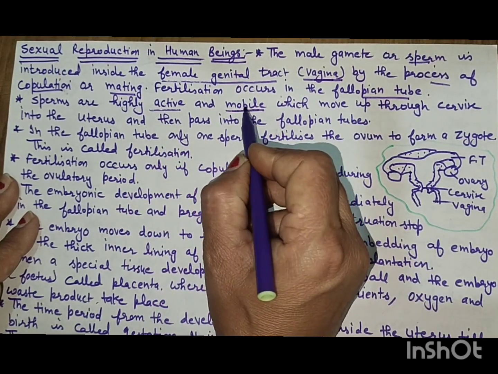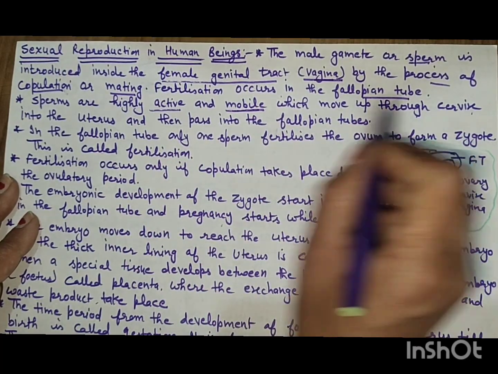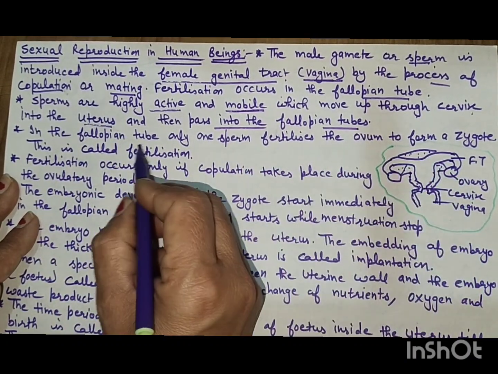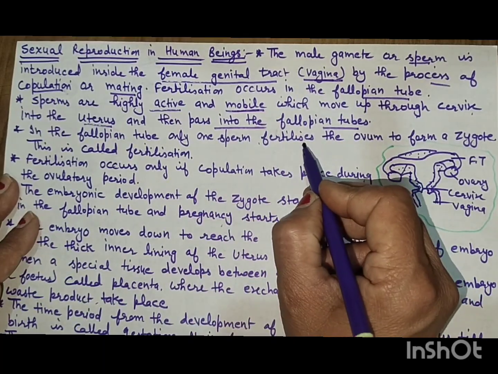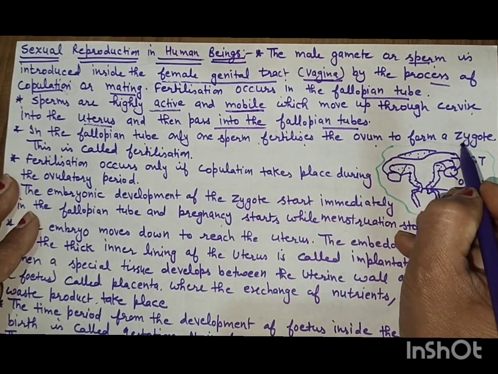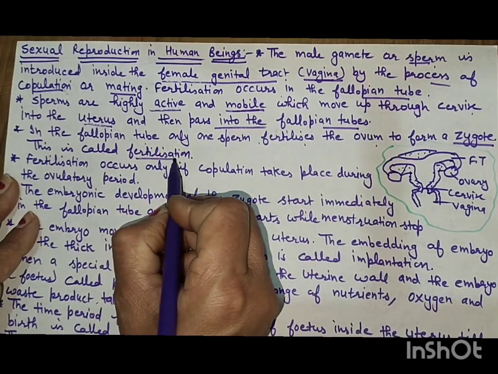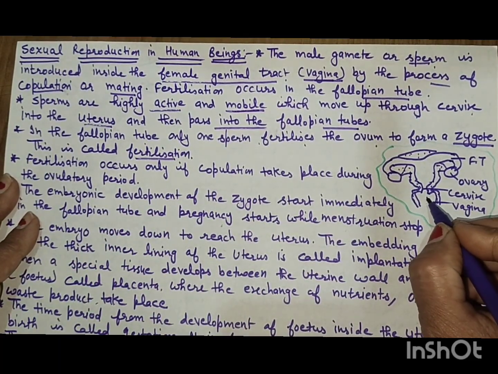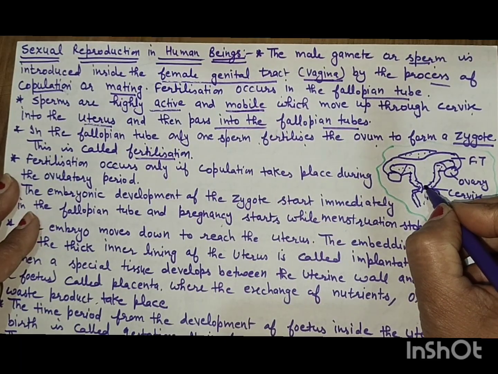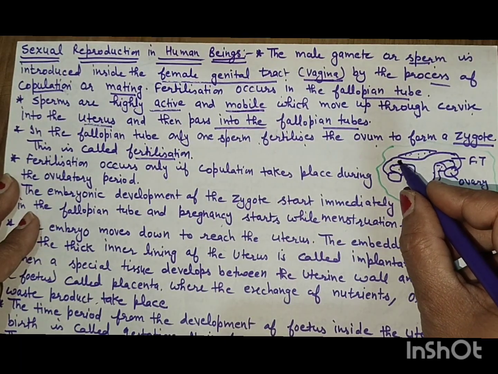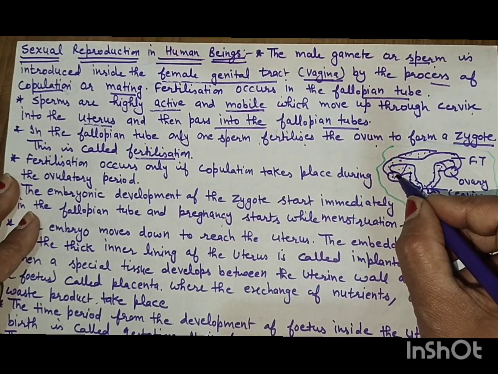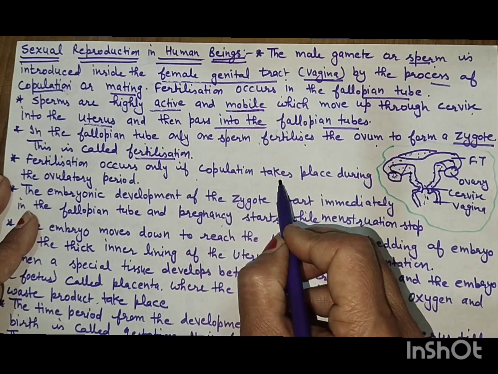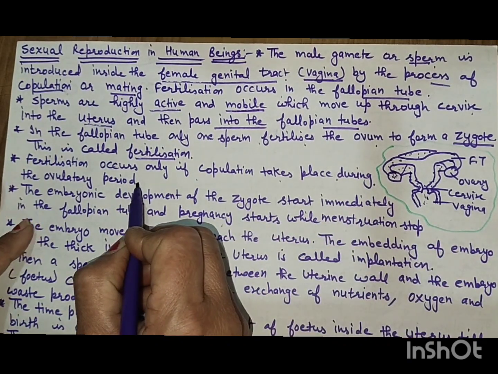Sperms can move easily up through the cervix into the uterus and then pass into the fallopian tube. In the fallopian tube, only one sperm fertilizes the ovum to form a zygote. This is called fertilization. Fertilization occurs only if copulation takes place during the ovulatory period.